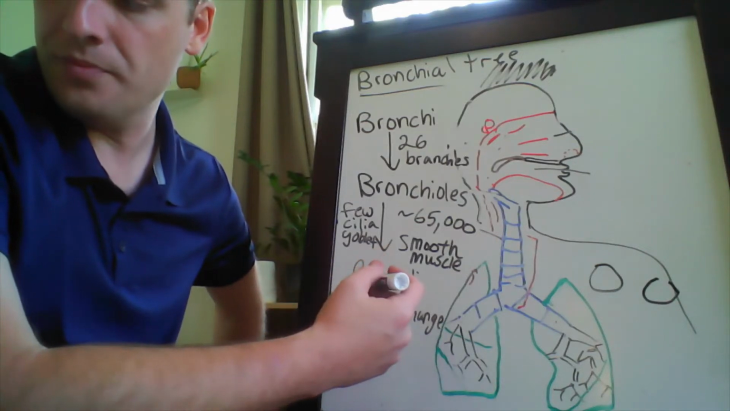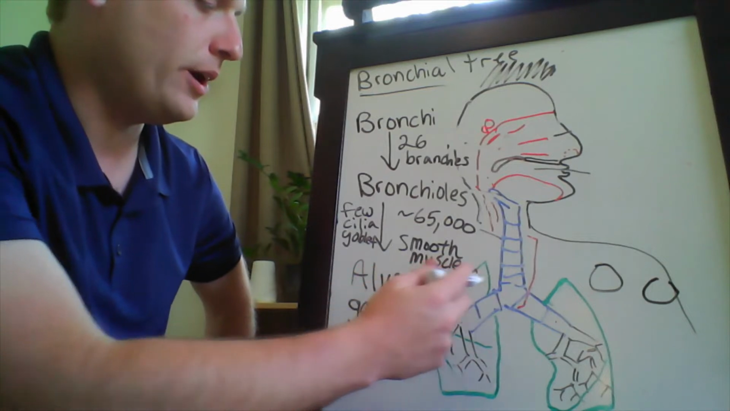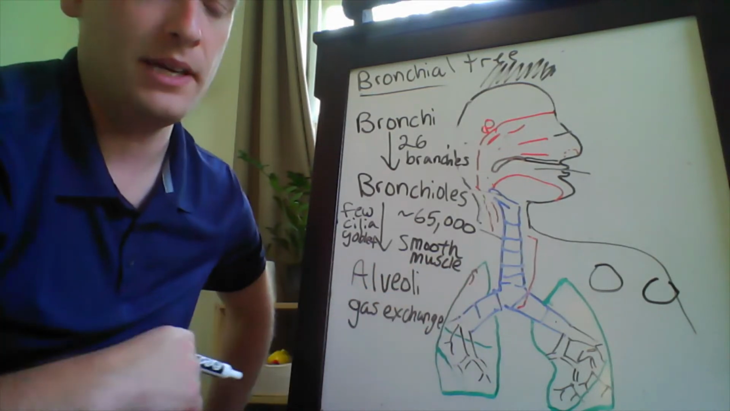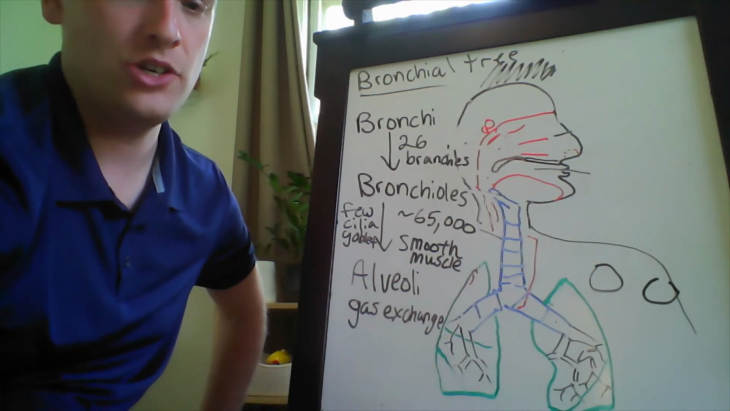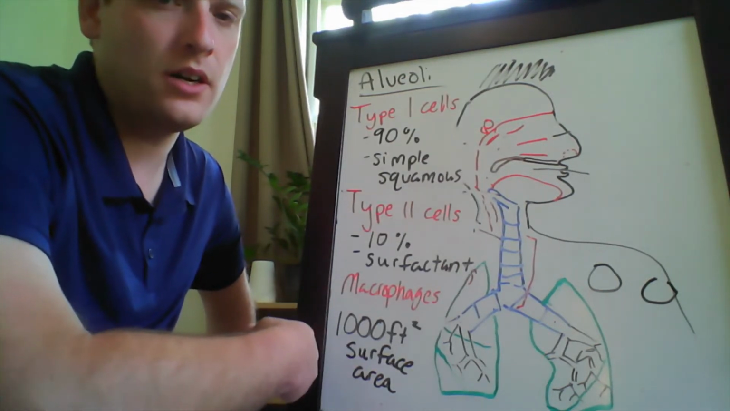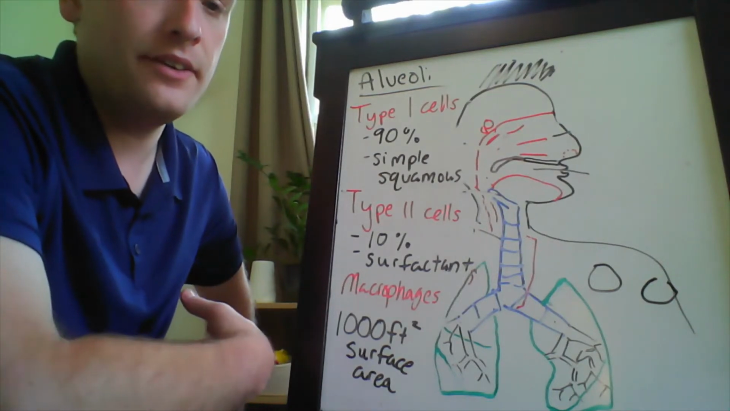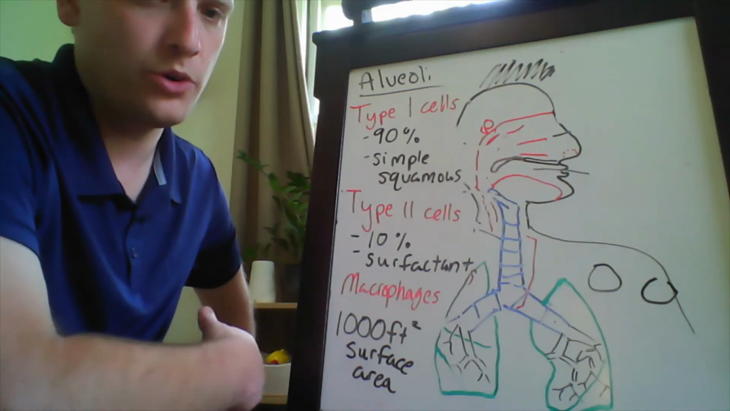And finally, you get down to the alveolar ducts, where the air is actually going to go into the site of gas exchange. So the last structure that I want to talk about is the alveoli. And again, that's the site of gas exchange. That's the whole reason we're here.